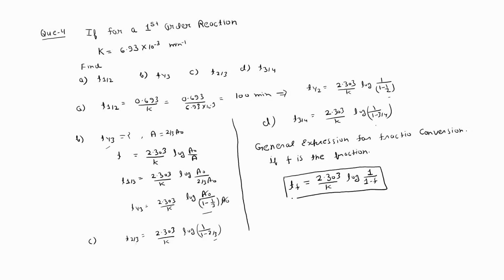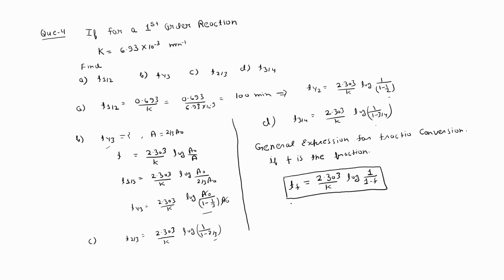Don't use this equation again and again. Just remember, for fraction conversion, tf, which is for a fraction f, is 2.303 by k log 1 upon 1 minus f. Directly use this instead of using the earlier one, so we can correctly get this. I have used analogy from here to get this, but you can prove it also.